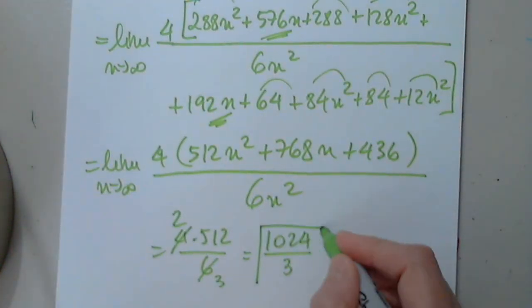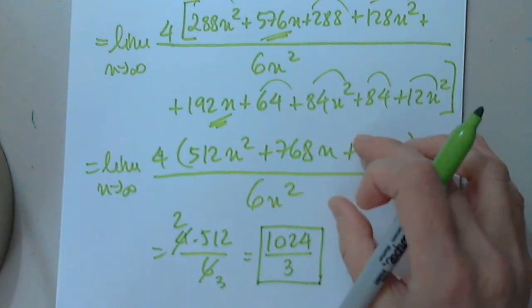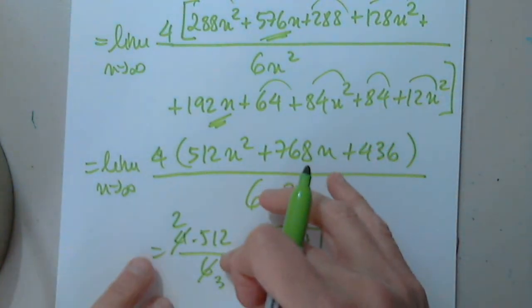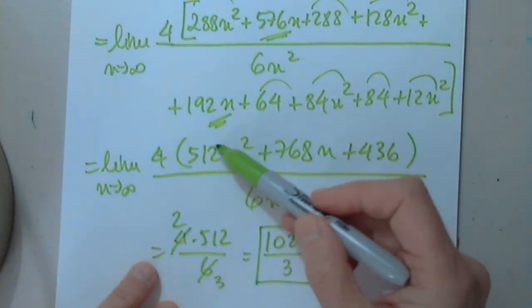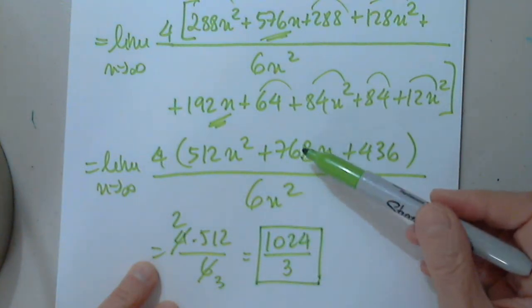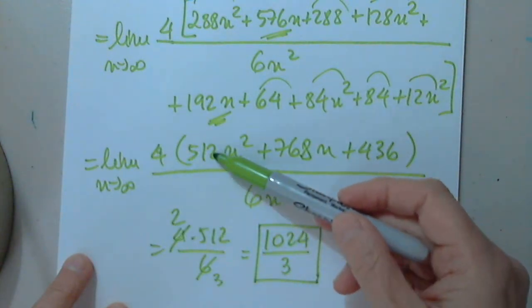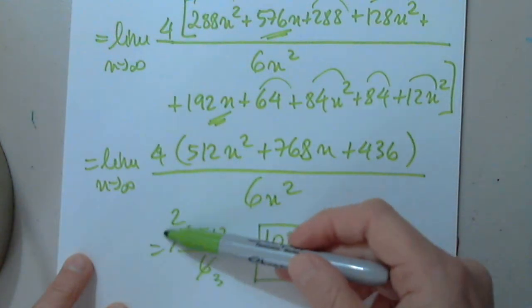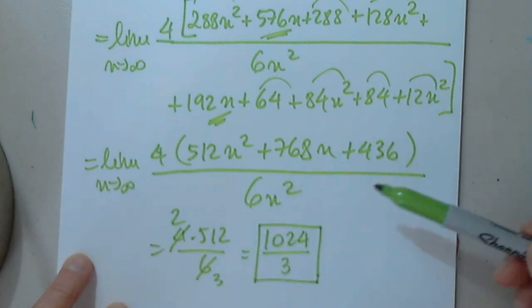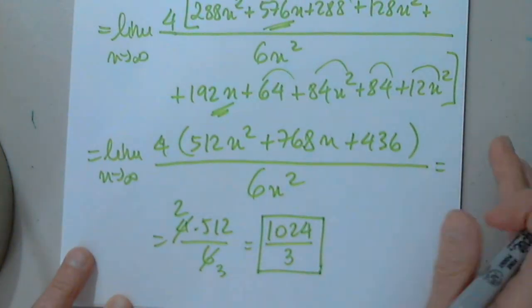So this is the exact area. Did you need me to explain from here? So we differentiate. We get 512 times 2 over 6 times 2. Then this will disappear, and then we still have the same, 4 times 512 over 6. Do you need me to show this again with L'Hopital's rule? Yes, please. Sure.